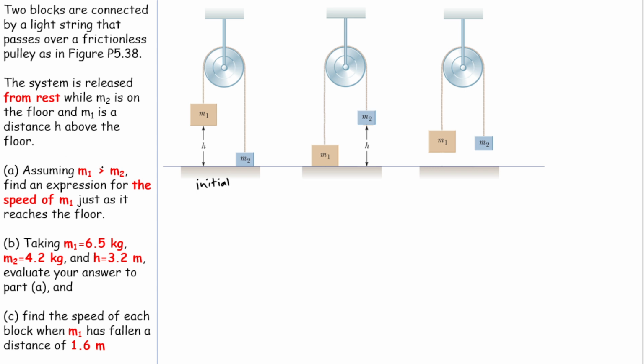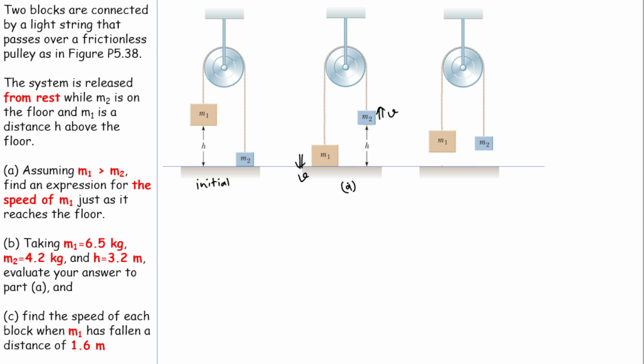Then, assuming M1 is heavier than M2, find the expression for the speed of M1 just as it reaches the floor. Because M1 is heavier than M2, it will move down and eventually just reach the floor with some speed V. M2 also goes up with the speed of V, because it is moving as one system. And the height of M2 will be the same as this h. So that is the picture for question A, right?